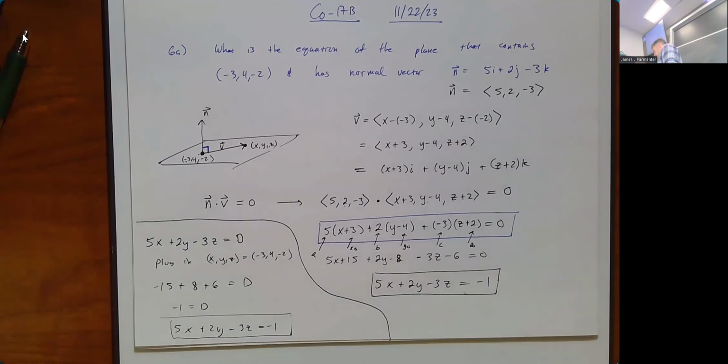Okay. The thing you should always be looking for is that the coefficients of x, y, and z should literally be the components of your normal vector, a, b, and c. Cool. Let's look at 6b.